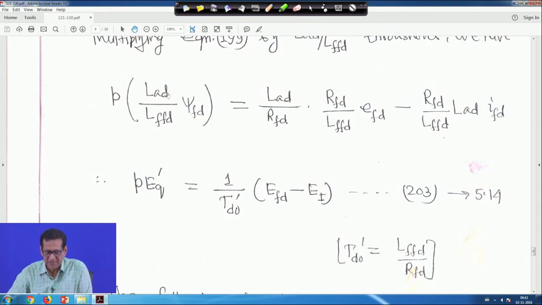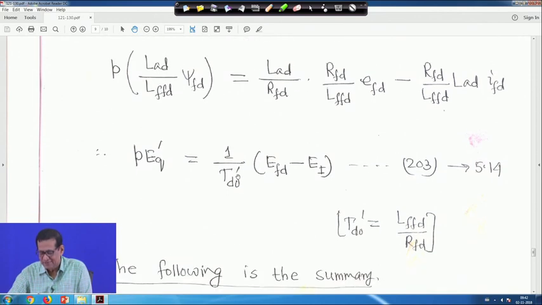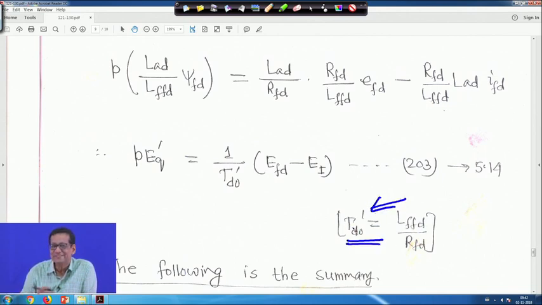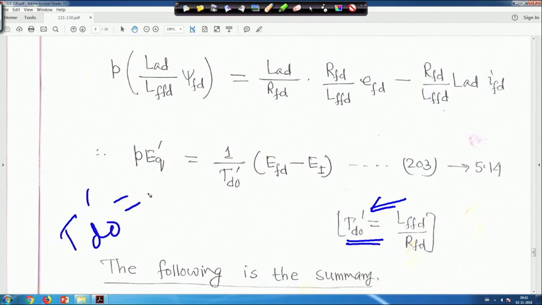Or this term we have assumed, P E_Q dash will be equal to 1 upon T_DO dash into E_FD minus E_I, and this T_DO dash is equal to L_FFD upon R_FD. I am not telling you this term, so this is a question to you: what is your T_DO dash? It is time constant of course, but what is the full form? It is time constant. So, T_DO dash is equal to L_FFD upon R_FD. If you multiply and simplify, this equation will simply become 1 upon T_DO dash, E_FD minus E_I. This is equation 203.